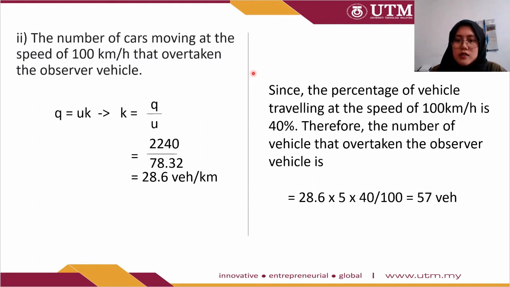Okay, so since the percentage of vehicles traveling at a speed of 100 km per hour is 40%, the number of vehicles that overtook the observer vehicle is K times the length of the road, which is 5, times the percentage of vehicles traveling at 100 km per hour divided by 100. So finally we get the answer of 57 vehicles. So that's all.